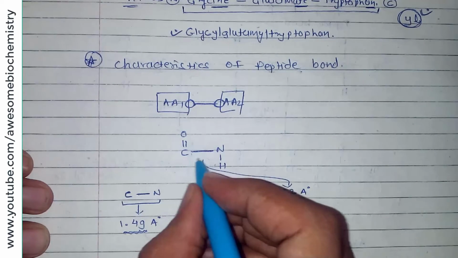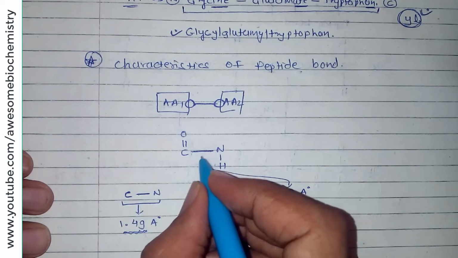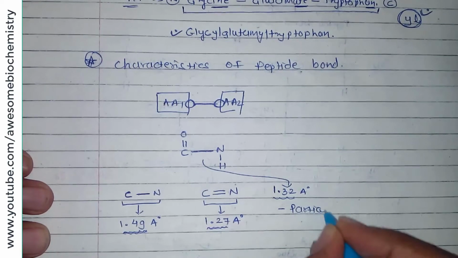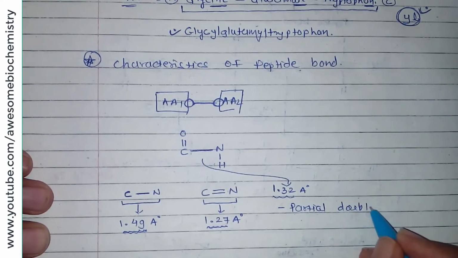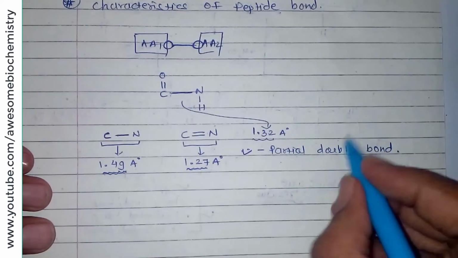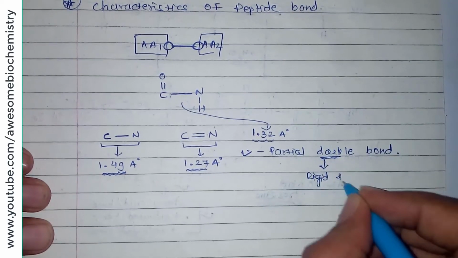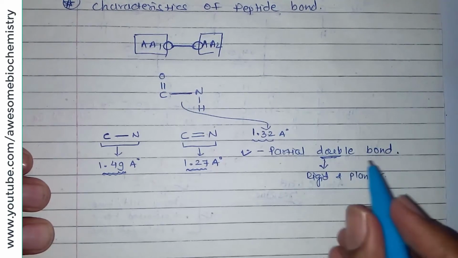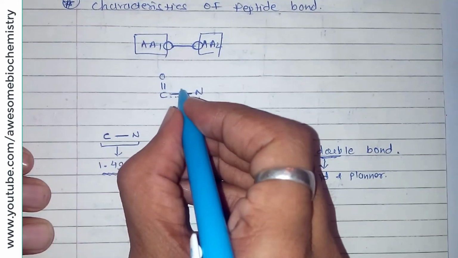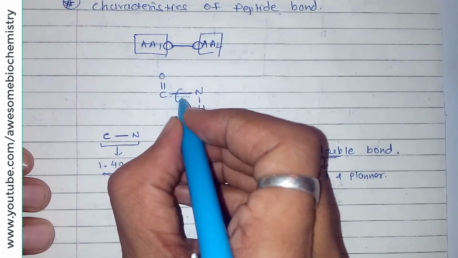That means this peptide bond is neither a single nor a double bond. It is in between. So we call this peptide bond a partial double bond. The peptide bond has partial double bond character, and whenever there is a double bond, that bond is always rigid and planar, in the same plane. So what does it mean? It means that since it is a partial double bond, no rotation can take place over this. Okay, why? Because it is a rigid bond.